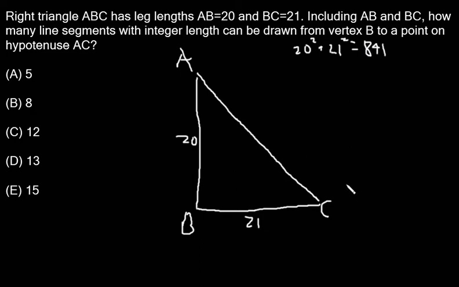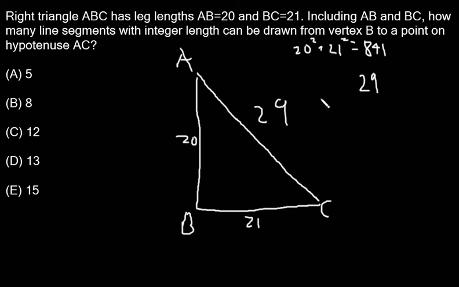The square root of 841: we know 25 squared is 625, and if you square something with a 9 at the end, it'll end with a 1. We know 30 squared is 900, so it has to be less than 30. So we have 29 squared. So AC is equal to 29.